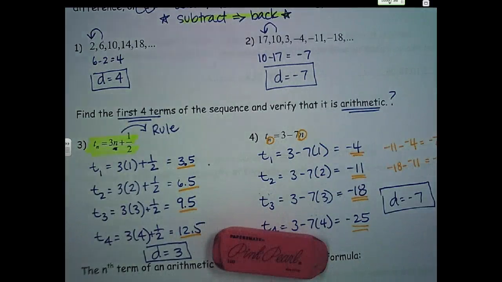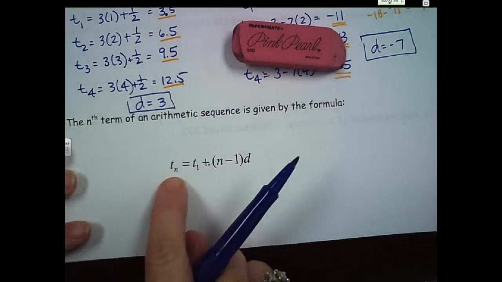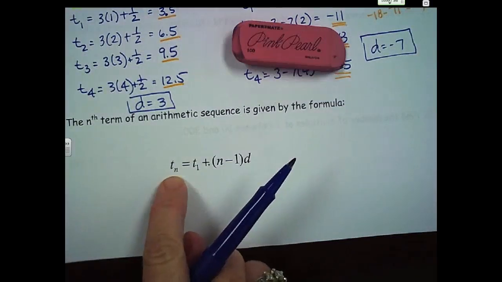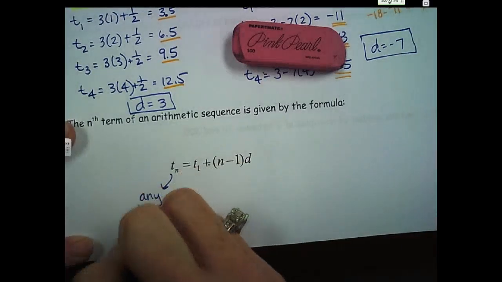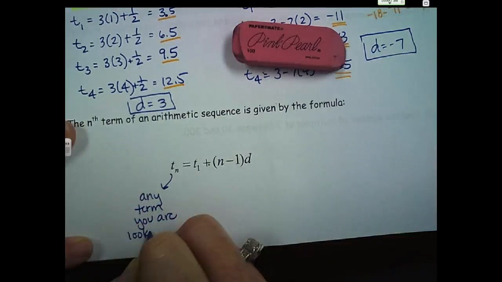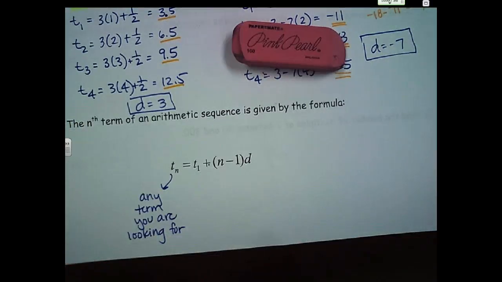You can come up with your own rule. If I give you a few of the numbers in the sequence, you can come up with your own rule, okay? So here is some ideas with that. Find the nth term. So t sub n just means any term you're looking for. The 100th term, the 50th term. So label that, guys, as any term. Any term you are looking for. Right, that's your answer. It just depends on what term you put in.